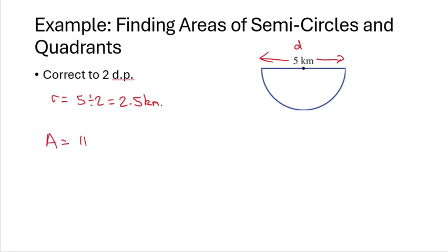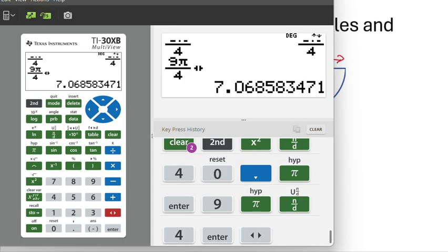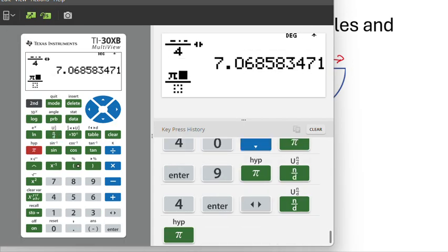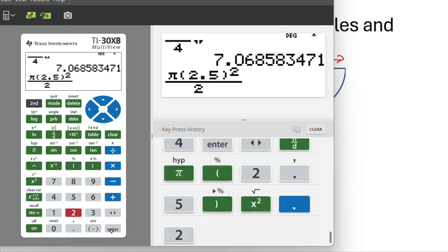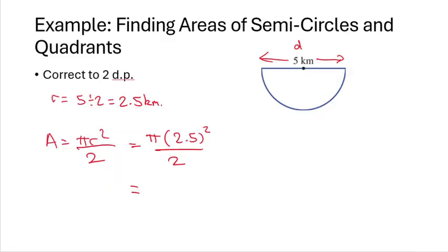So our formula is A is equal to pi r squared over 2. So pi bracket 2.5 squared over 2. And if we type this into our calculator exactly how it is, I end up with 9.82 kilometers squared. That means this half circle, the space encompassed in here, is 9.82 kilometers squared.